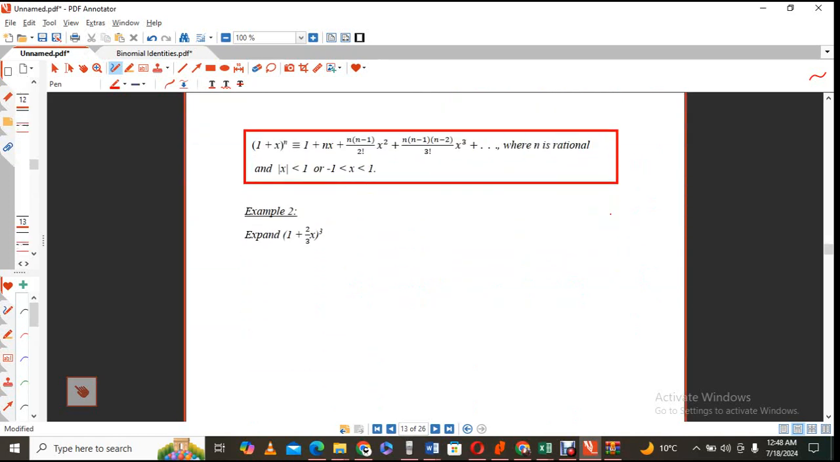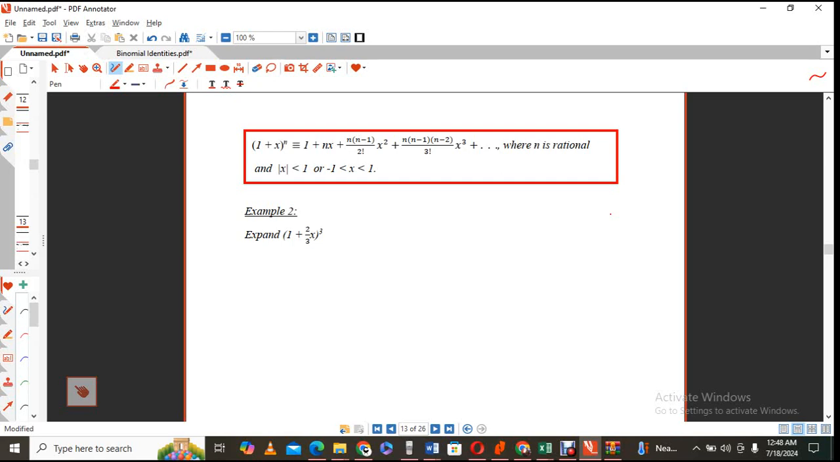Okay, this one is quite simple. You just have to expand. Again, it will end because you're going all the way up to 3. So how do we expand this one? Well, this one should be very straightforward for us to do.